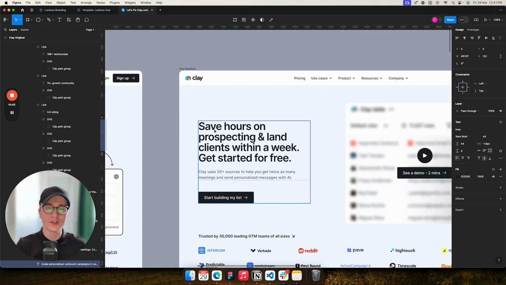Another component that goes into this headline is specificity. So we say save hours. Okay, we're not saying cut the time in half. Okay, we're specifically telling them hours. And then we're specifically telling them how fast they're going to see results. And that is within a week. So always go specific, guys.